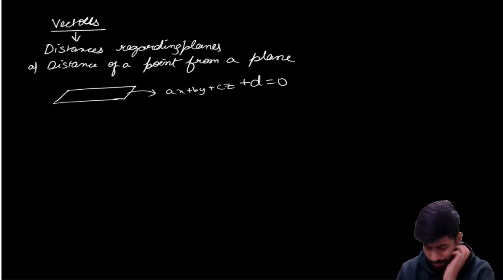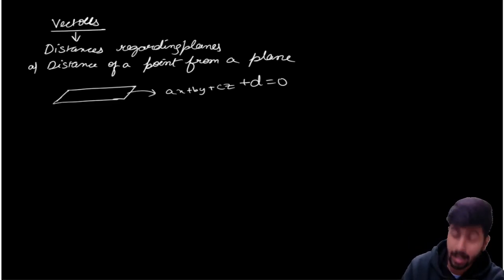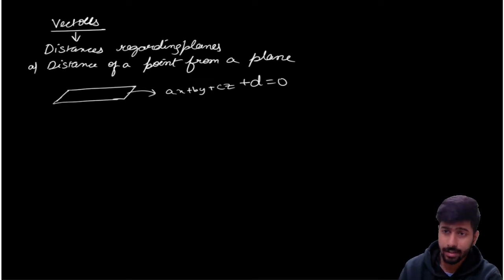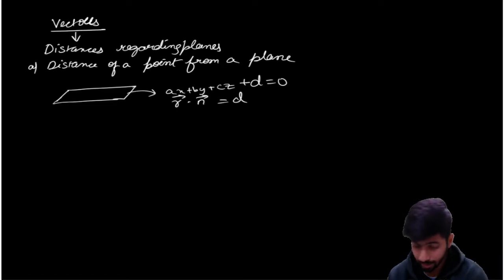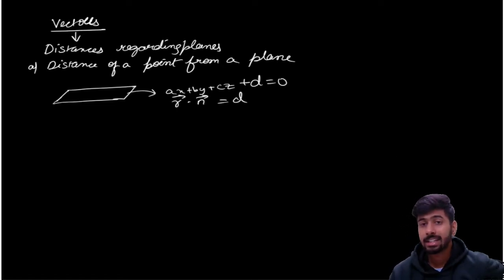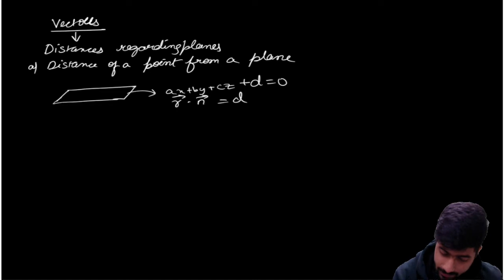And let me write this plane vectorially also. This is the Cartesian form of the plane, right? What is the vectorial form of the plane? Vectorial form of the plane is nothing but r bar dot n cap is equal to d, right? What is n cap?